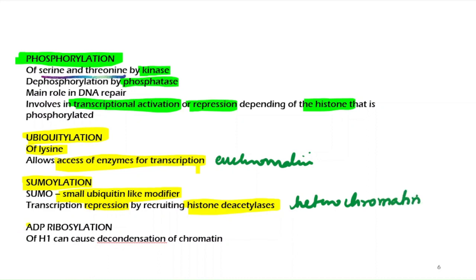The next one is ADP ribosylation. If you ADP ribosylate the H1 histone, histone 1, that is going to cause decondensation of chromatin. So these are the different histone modifications.